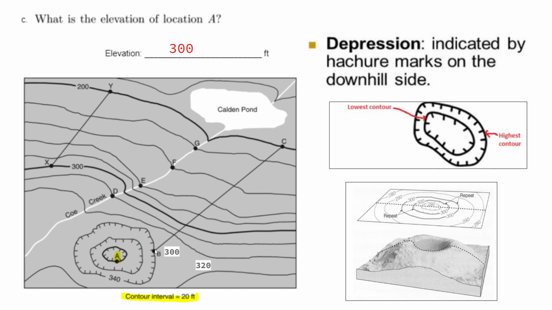So if this is 340 and I'm asked what the elevation of A is, and I'm given that the contour interval is 20 feet, I can figure it out. If this is 340, this must go down by 20 feet because the hachure marks show that my elevation is going down. So this line must be 320. Sorry, I should have given an arrow. And this line must go down by another 20 feet, so line A is 300. The answer for elevation is 300 feet for location A.